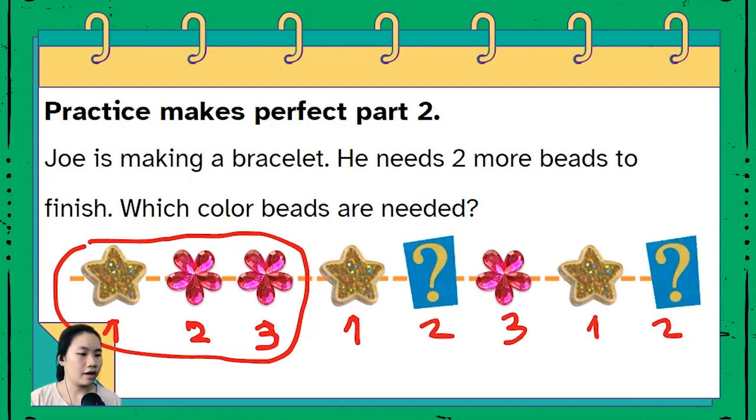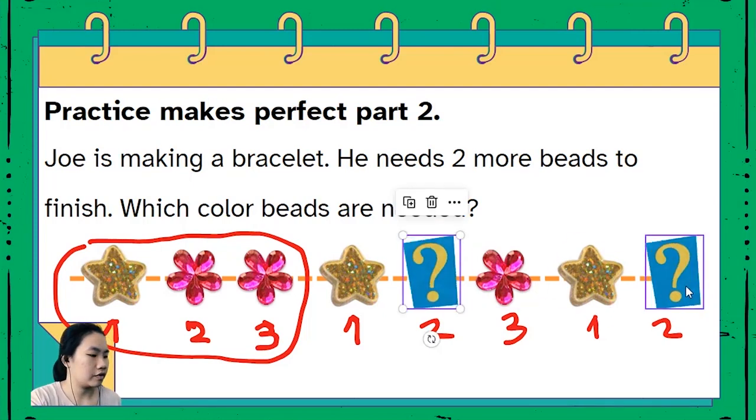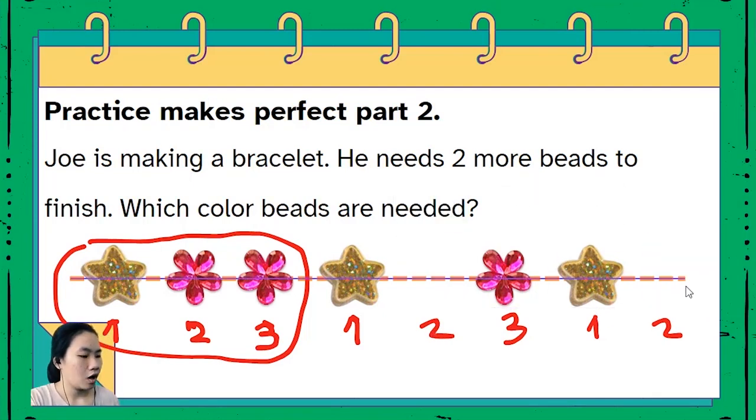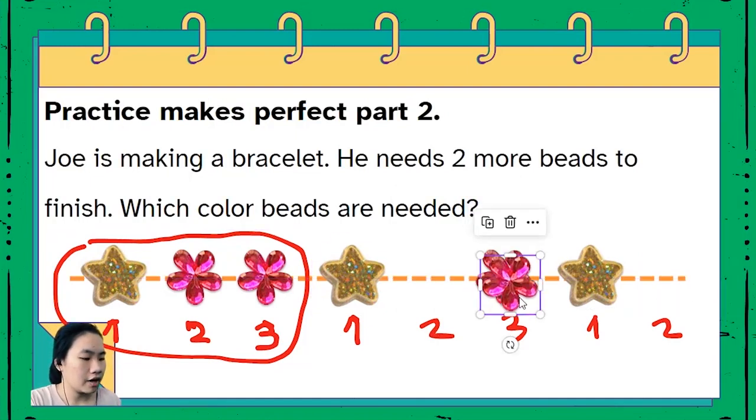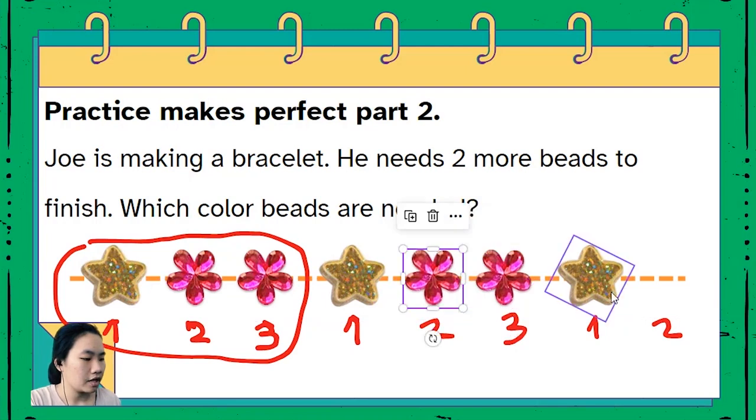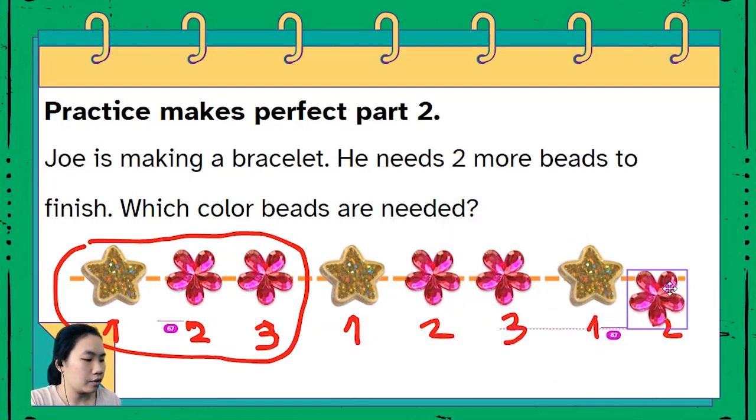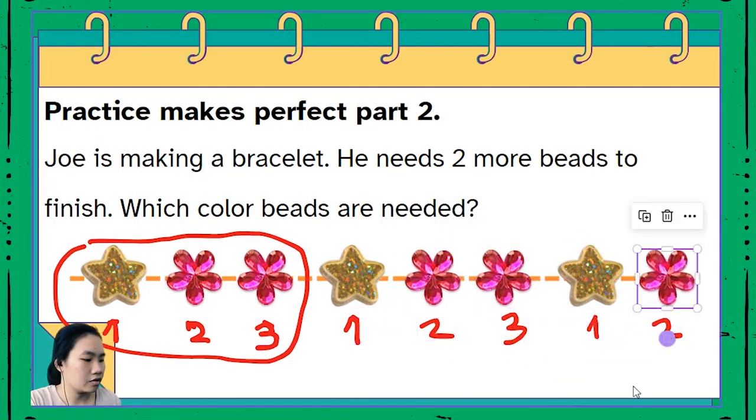All right. Now I'm going to remove these question marks and replace them with the appropriate patterns. 1 is star, 2 is a flower, 3 is also a flower, and then a flower one more time over here because 2, 2, flower.